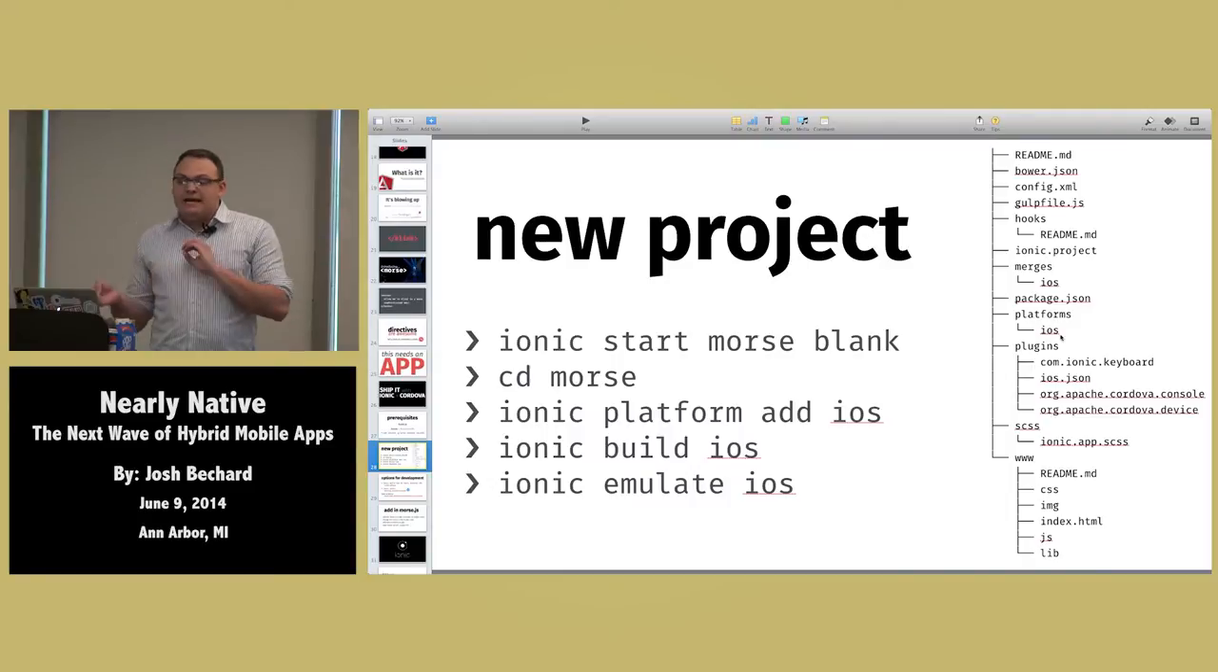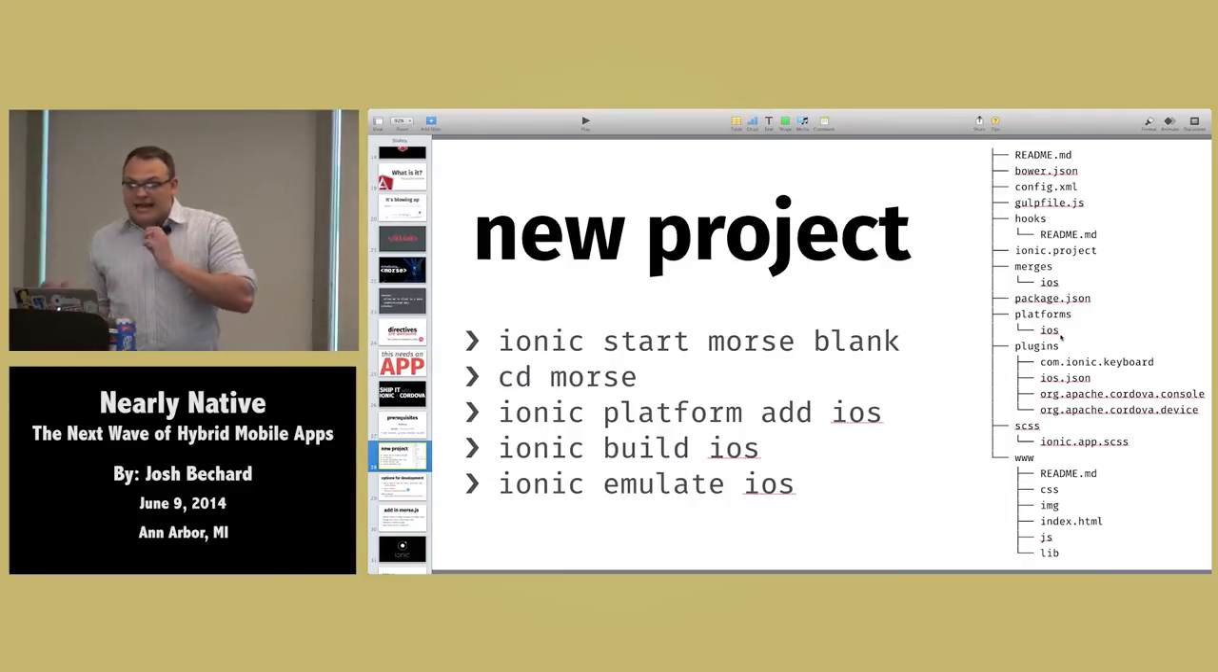For Ionic, the styling is based on Sass, with SCSS being the dialect that they're using. And under www is where you're going to actually put your app. And right now, our pizza is here. I would like to have a slice of pizza. And so we're going to break for a little bit, have some pizza, and then we're going to come back. We are going to make Morse into an app. Sounds good? All right.